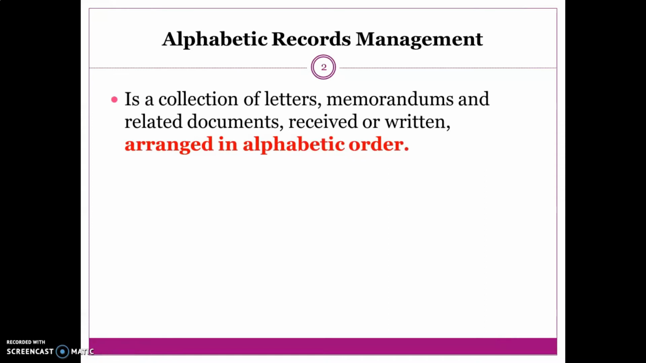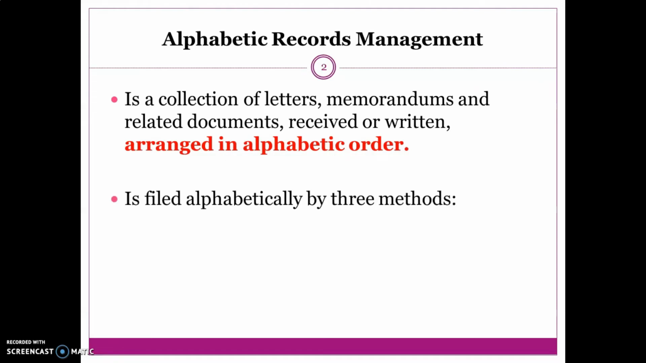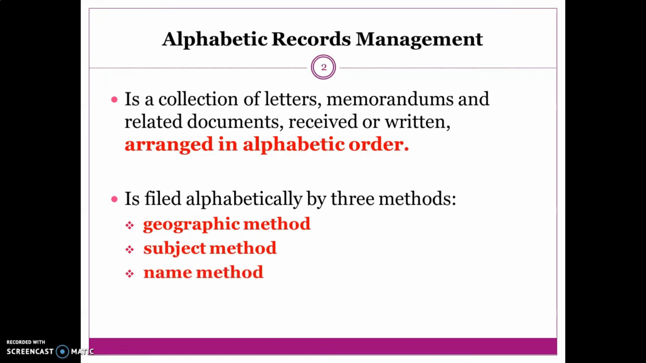Alphabetic records management refers to a collection of letters, memorandums, and related documents that you either receive or write, which you arrange in alphabetic order. Usually it will be filed alphabetically by three methods: the geographic method, the subject method, and the name method. However, other methods will also be used, for example numbering, which you will learn in chapter 5.